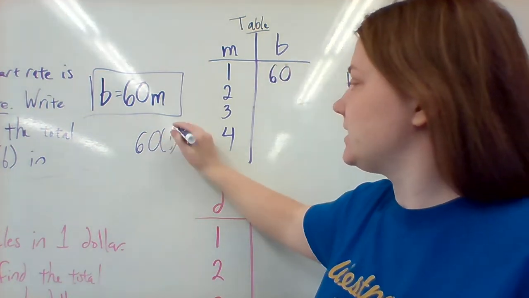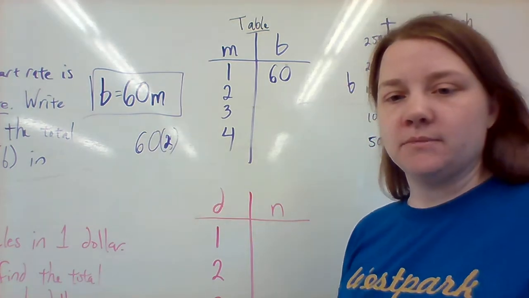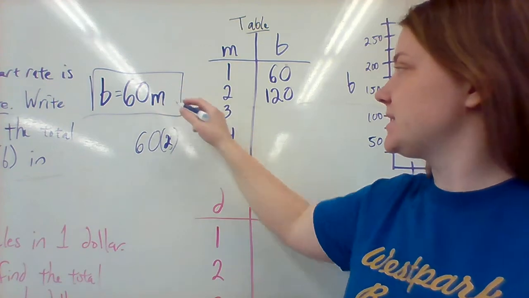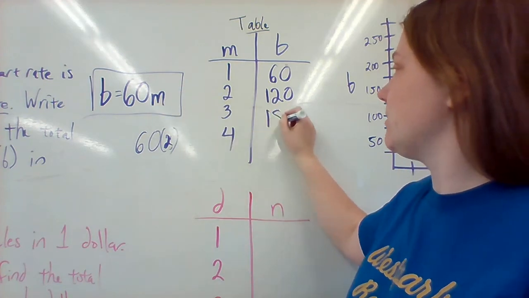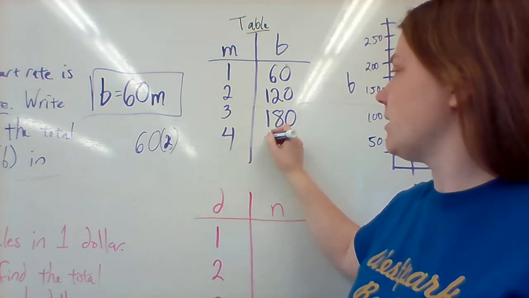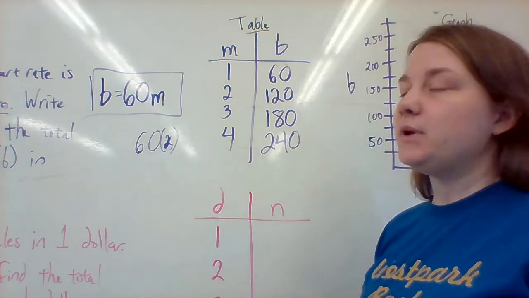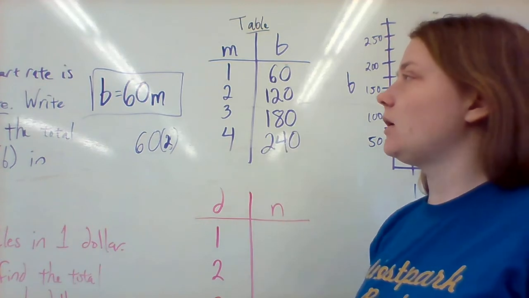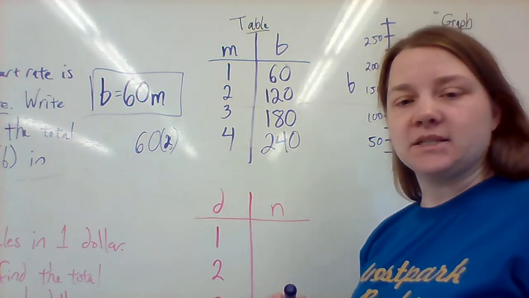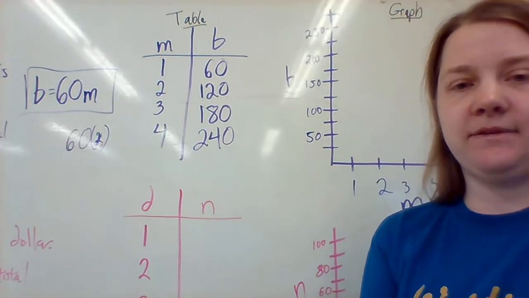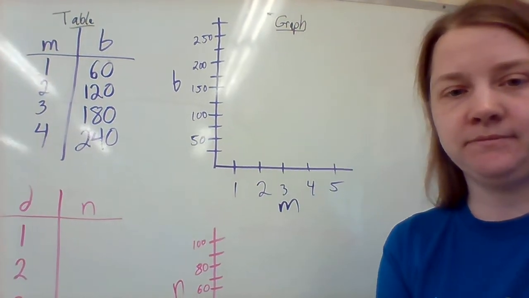What about 60 times 2? Well, 60 times 2 is going to be 120. What about 60 times 3? That's going to be 180. 60 times 4, 240. And now we have shown our function as a table. Let's go ahead and let's graph this function.